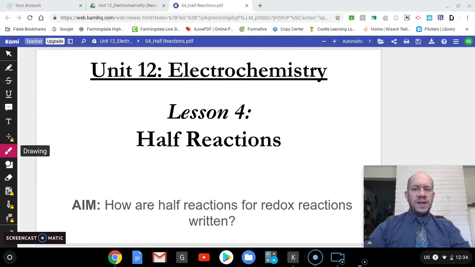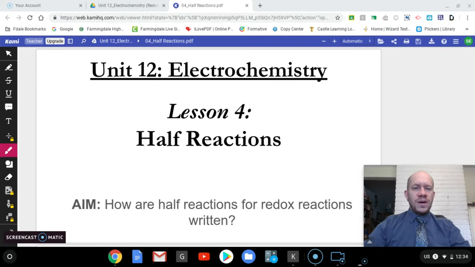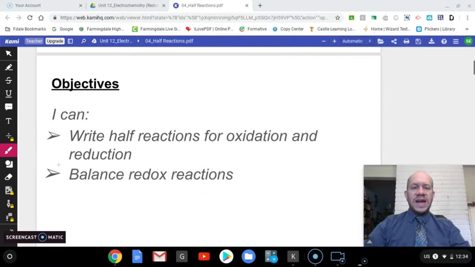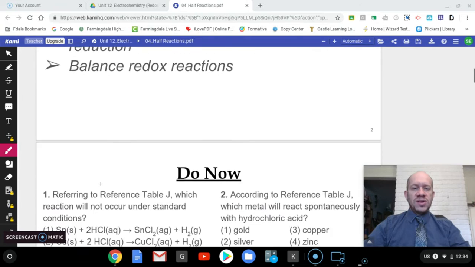This is Unit 12, Electrochemistry, Lesson 4, Half Reactions. How are half reactions for redox reactions written? The objectives of this lesson: I can write half reactions for oxidation and reduction, and I can balance redox reactions. Do now.